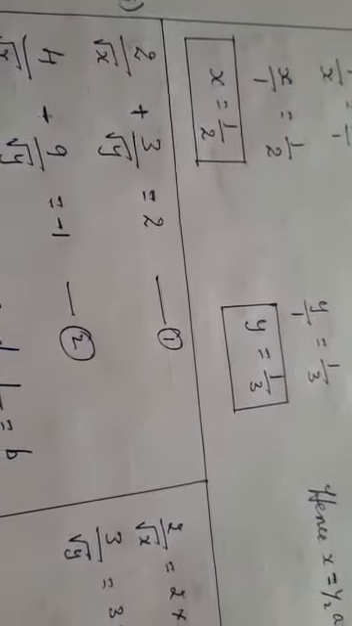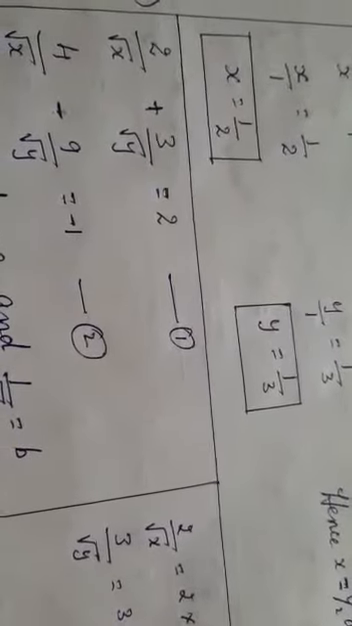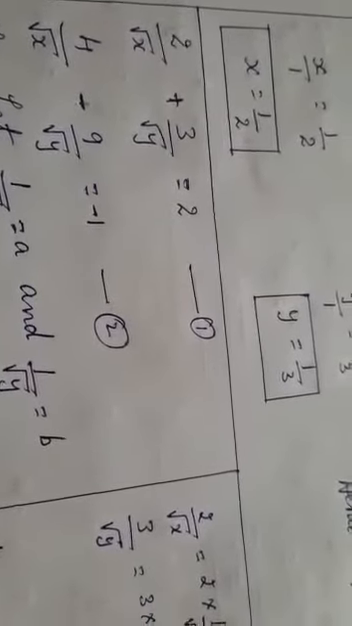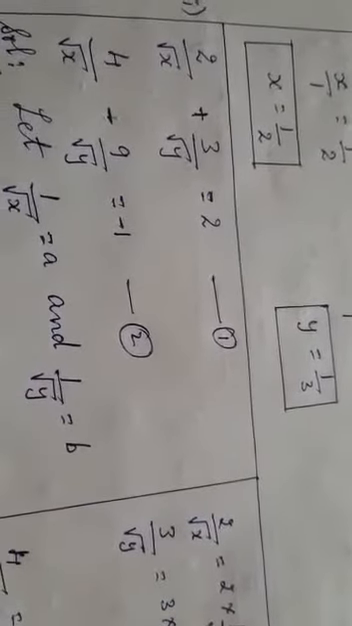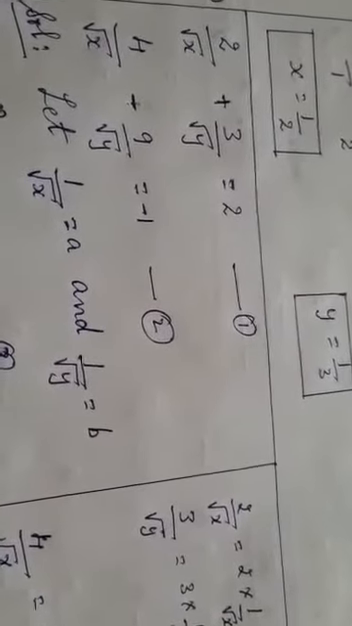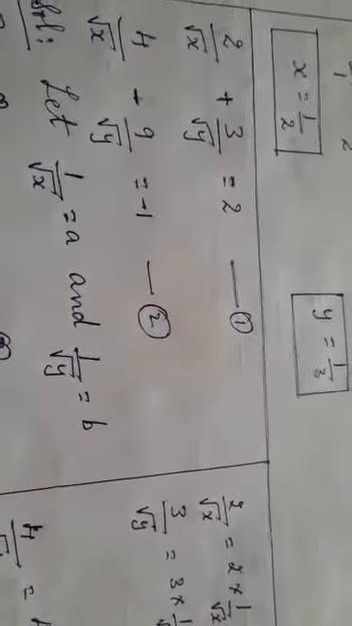The next question is 2 by root x plus 3 by root y is equal to 2. Take this as first equation. 4 by root x minus 9 by root y is equal to minus 1, second equation. In this case, we have got 1 by root x. So let us take 1 by root x as a and 1 by root y as b.